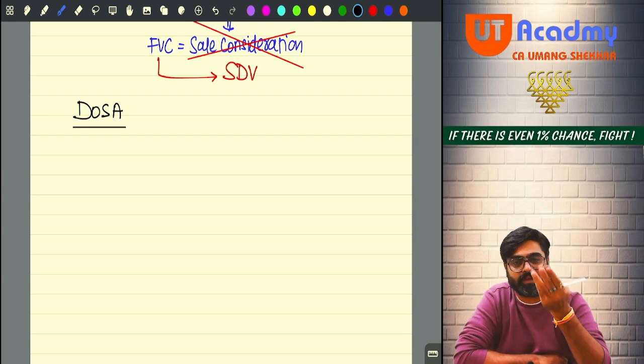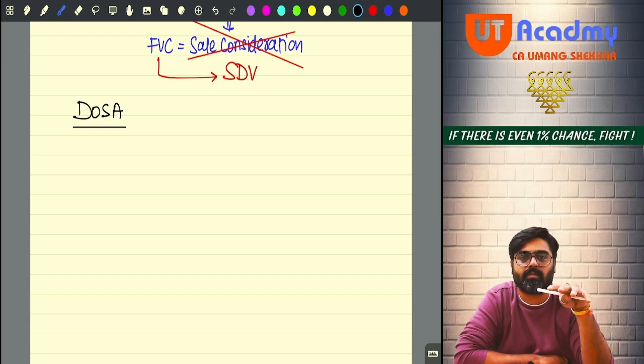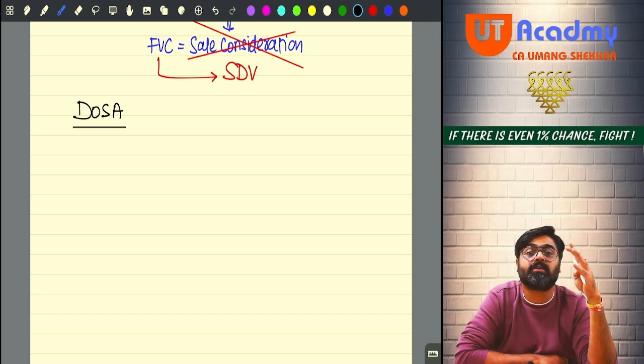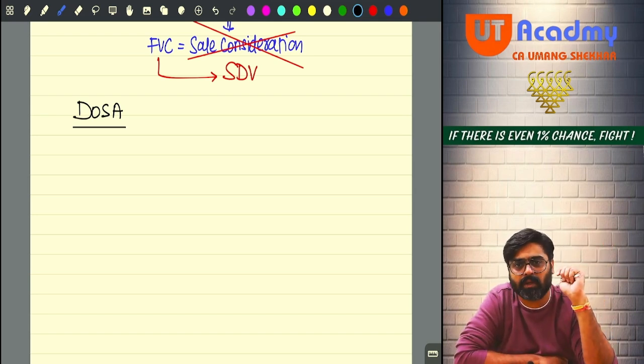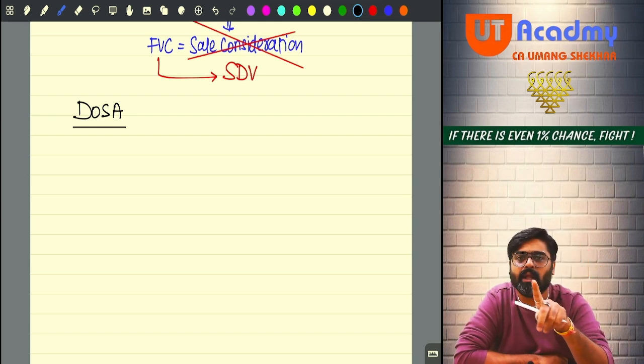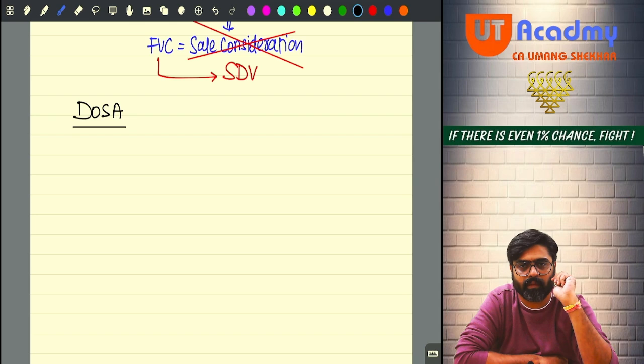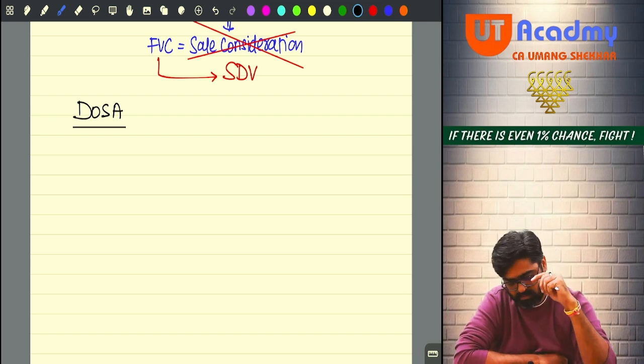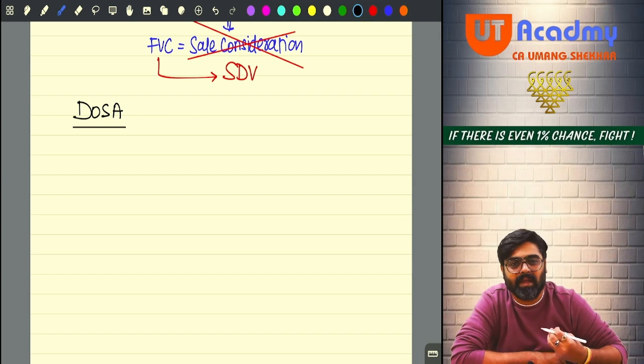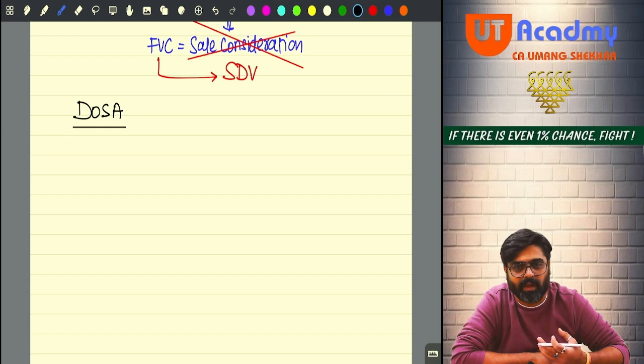This sale agreement will specify that I am the seller and you are the buyer, at what price the property is sold, what is the description of the property, how you will pay the consideration, how much advance right now, how much in the next installment, and how much balance will be paid at the time of registration of the property. All the details regarding the sale of that property will be mentioned in this sale agreement. Now the moment this sale agreement is made, the buyer has to pay some token amount, some advance.